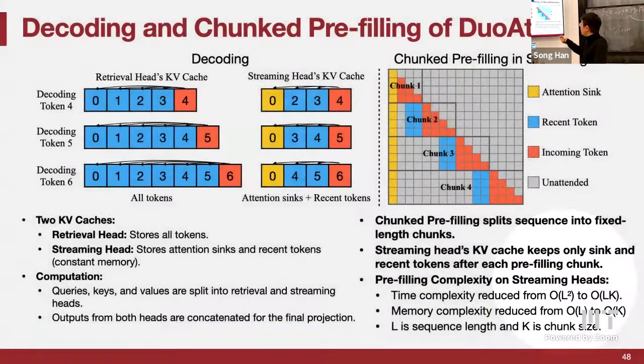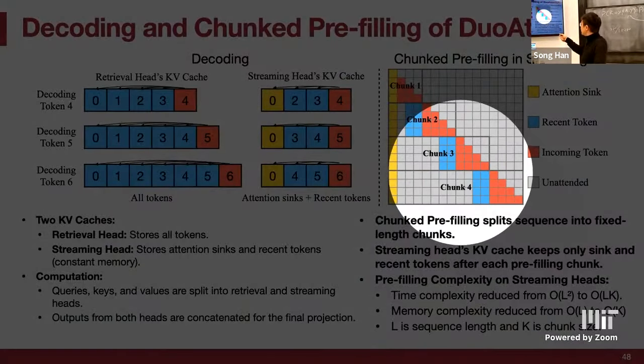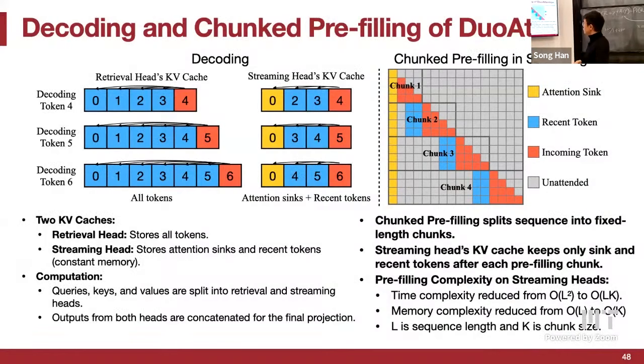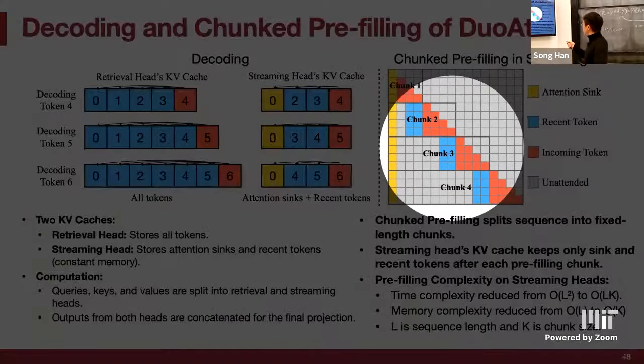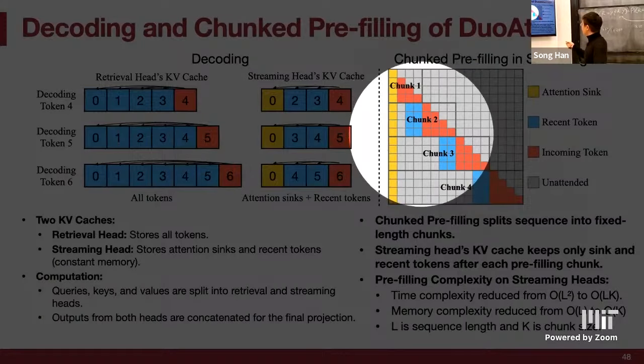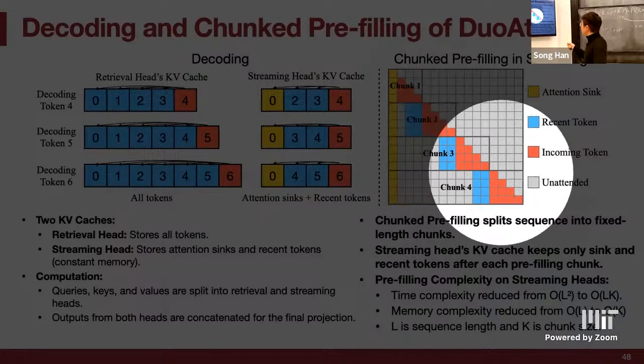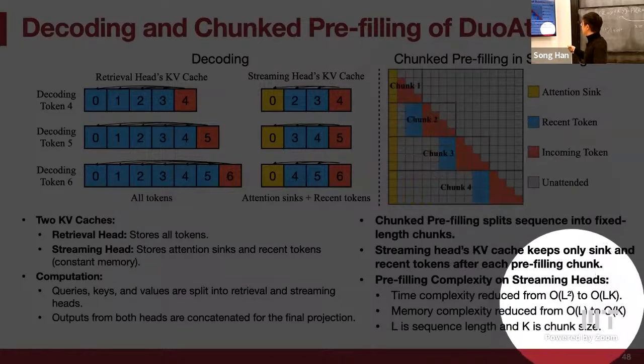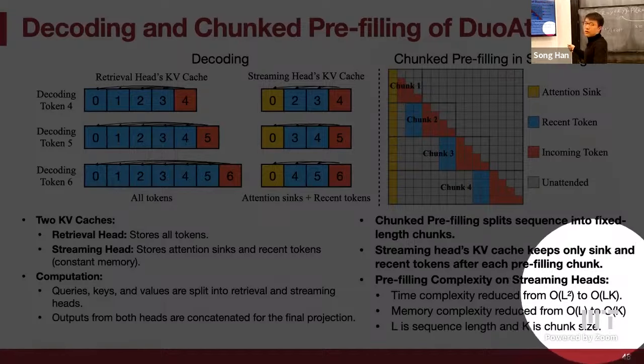But now with duo attention, streaming heads need only constant, L times K, time complexity. Because here we are keeping only the most recent tokens, which is blue plus red, a constant size of 6 in this case. So the time complexity is reduced from O(L squared) to O(LK).